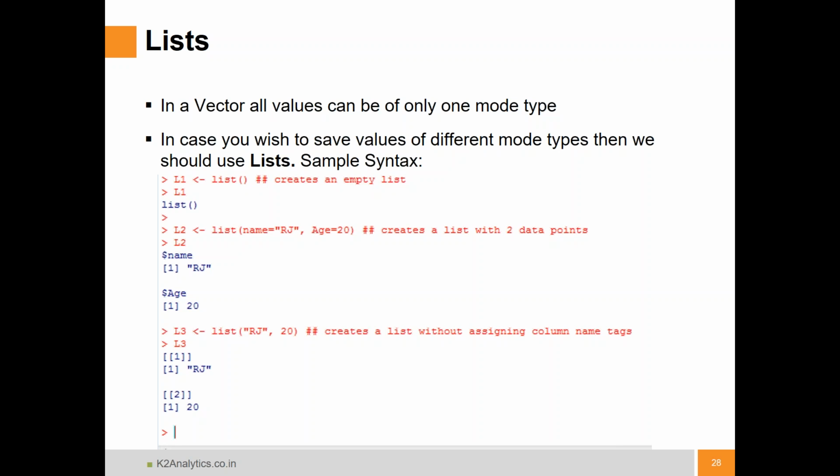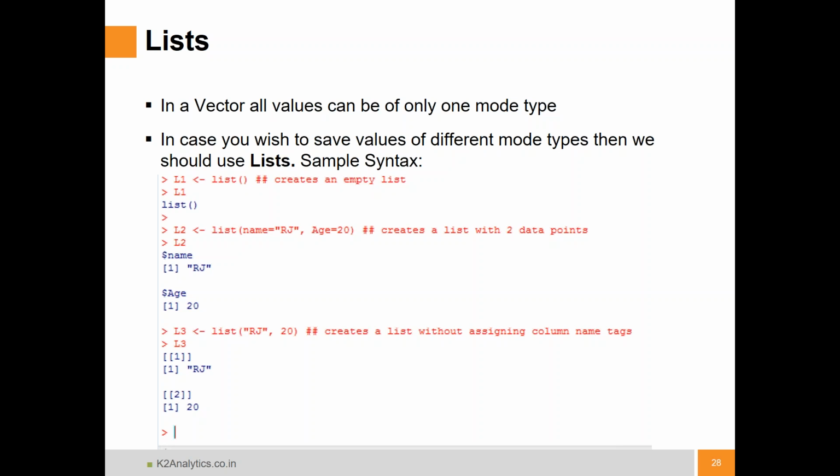Okay? A list is like a vector, but it can store values of different types. It's a simple list. What we create: sequence number 1, item name; sequence number 2, item name; sequence number 3, item name; sequence number 4, item name. So similarly, in a list, everything will be in a sequence. Okay? That is the first element.